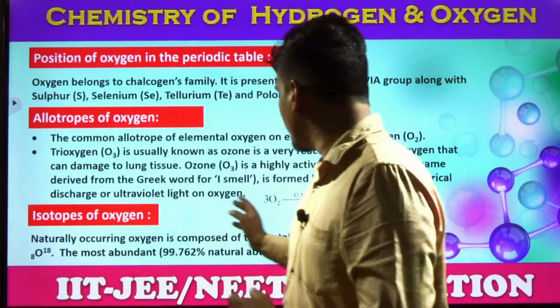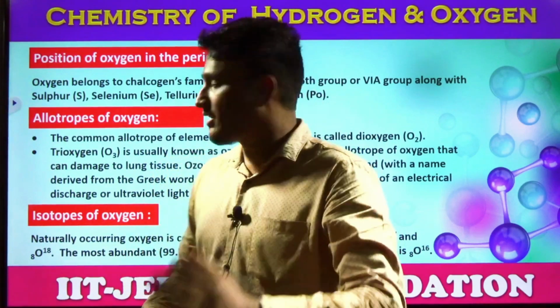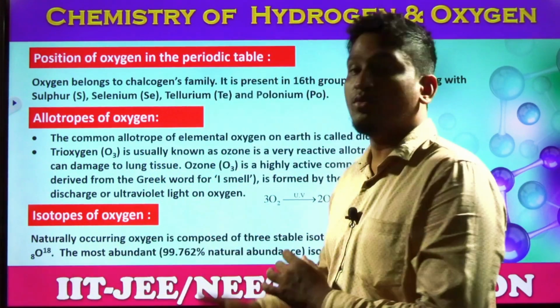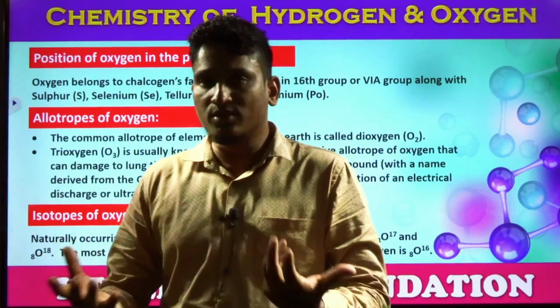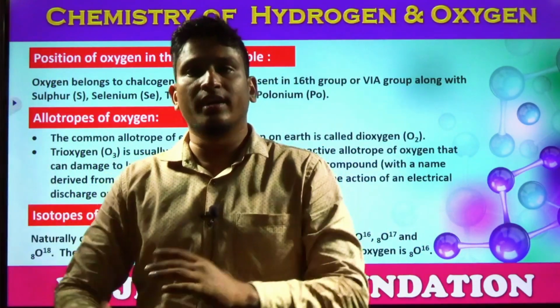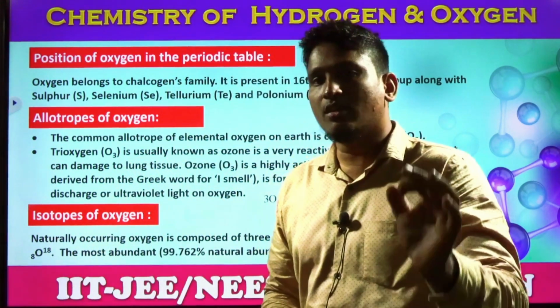How does O3 form, students? In the presence of UV light, ultraviolet light coming from the sun's rays, oxygen gas can be converted into ozone, which is O3. So you already know this O3 or ozone saves us from the harmful radiations coming from the sun. Have you heard about depletion of the ozone layer?